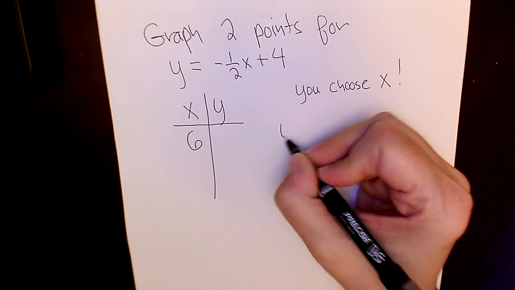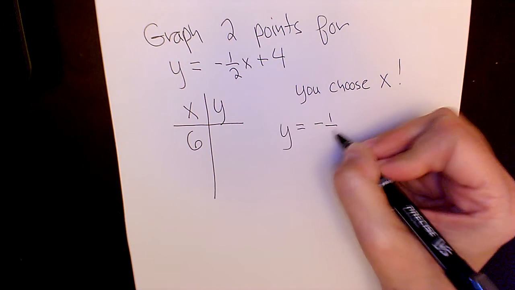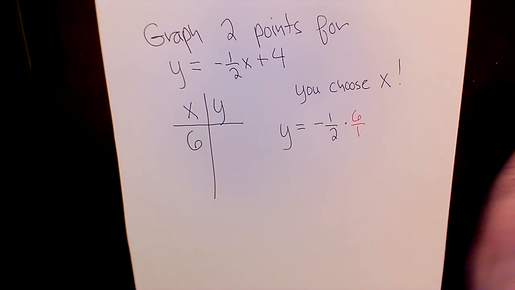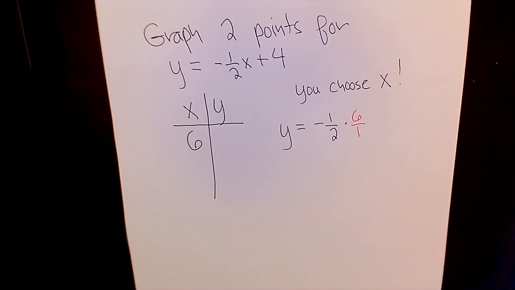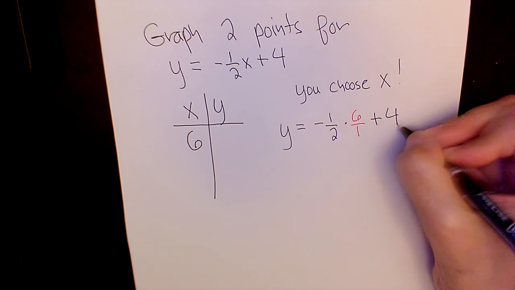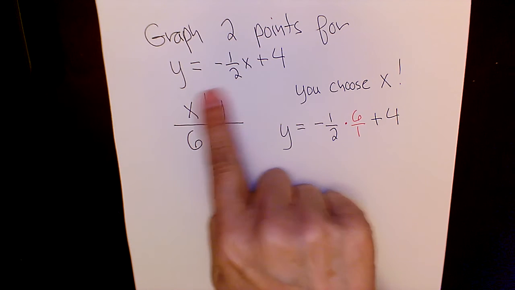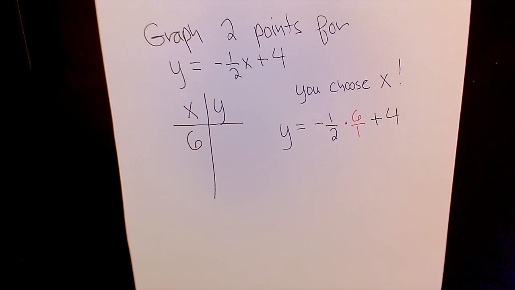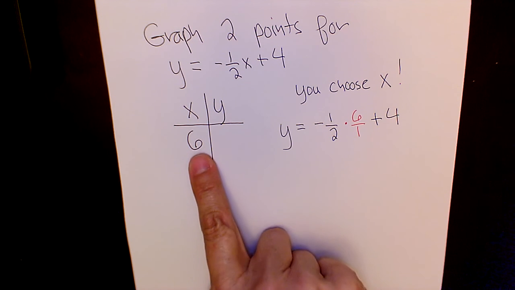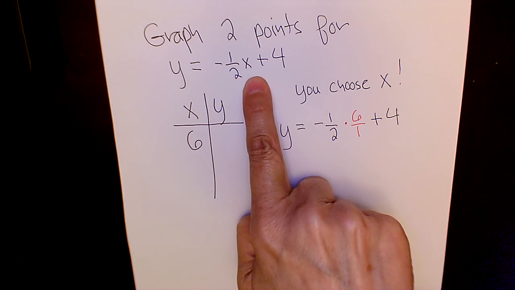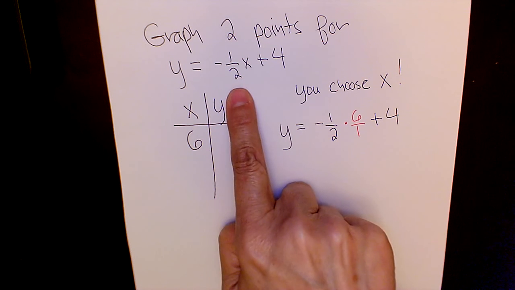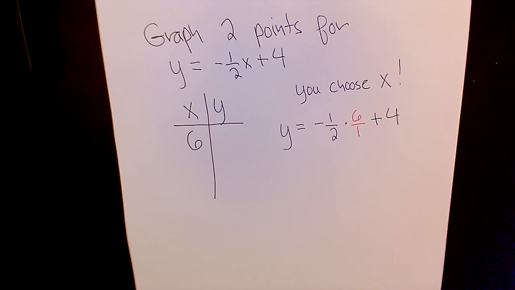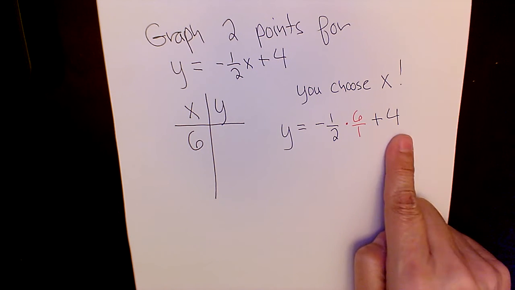So I'm going to take my equation and multiply the -1/2 times 6, and I'm going to put a 1 underneath it. Remember, we've done that before. So I'm just taking this equation and plugging in 6. I picked 6. You pick whatever you want for x, and that number you pick is going in for x. So y equals -1/2 times 6/1, and I'm just making the 6 into a fraction by putting a 1 underneath it, and then I'm adding 4.